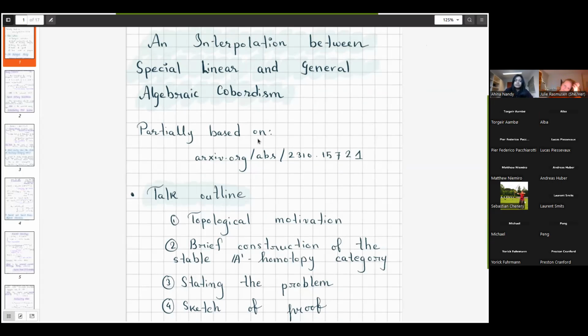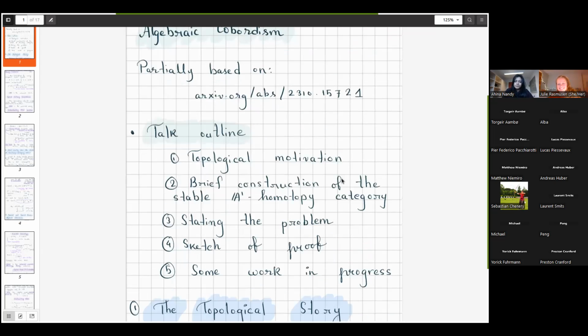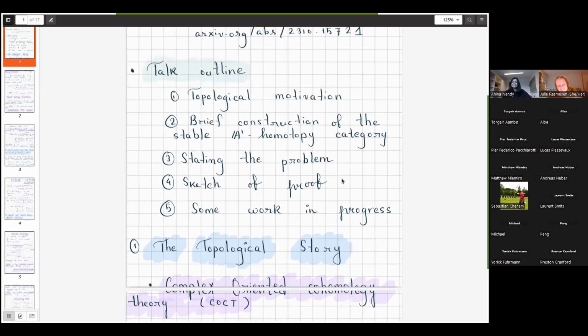And part of it, maybe most of it, is based on this arXiv paper. So if you find it interesting, I would be very happy if you have a look and tell me if something is wrong or something is nonsense, whatever. So in this talk, we are trying to translate or extend some results from classical topology to stable motivic homotopy theory.